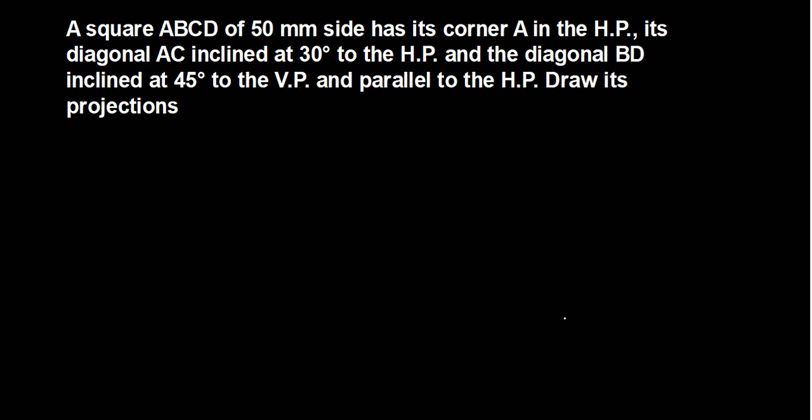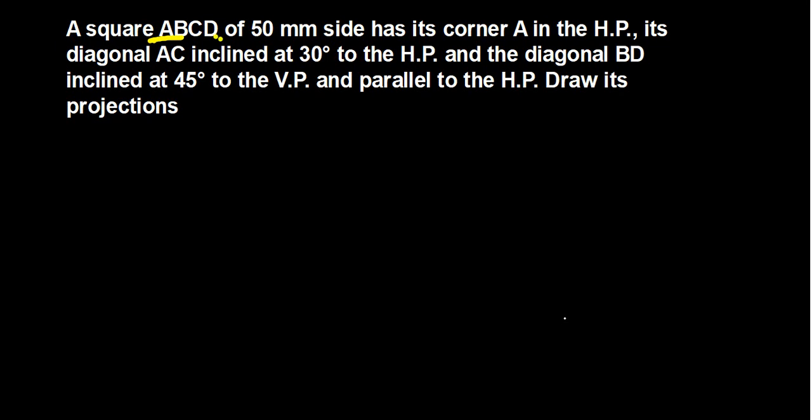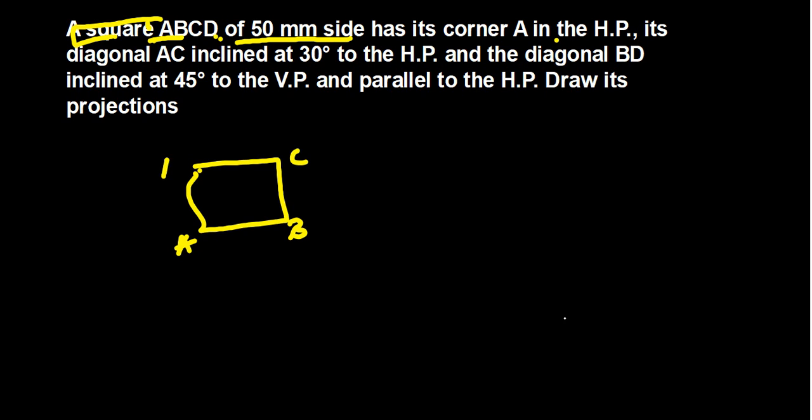A square ABCD is given. Its sides are 50 mm. All the sides will be equal in the square. Okay, so it has its corner A in the HP. So now let me assume there is one square like this having A, B, C, D. So plane having A, B, C, D, all sides are 50 mm.